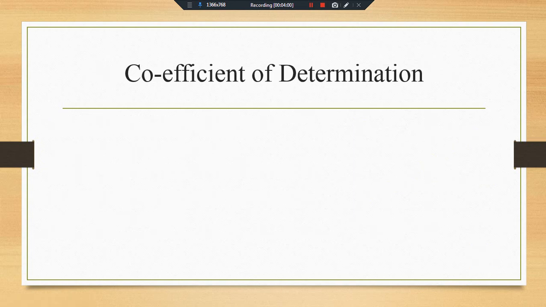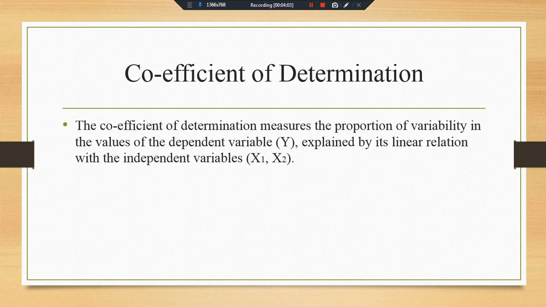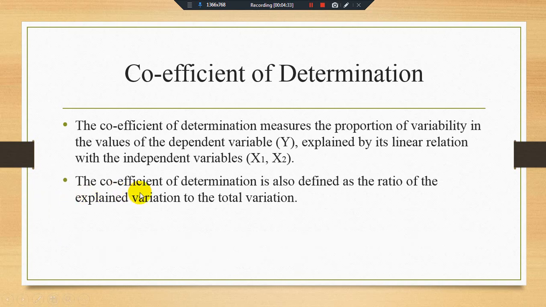Now let's discuss the coefficient of determination. The coefficient of determination measures the proportion of variability in the values of the dependent variable explained by its linear relationship with the independent variables x1 and x2. So it explains that part of the variation which is explained by our independent or explanatory variables. The coefficient of determination is also defined as the ratio of the explained variation to the total variation.